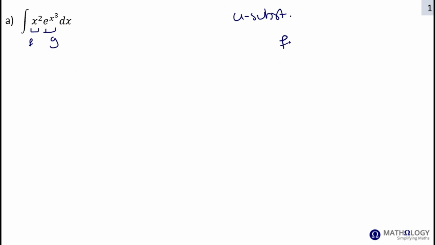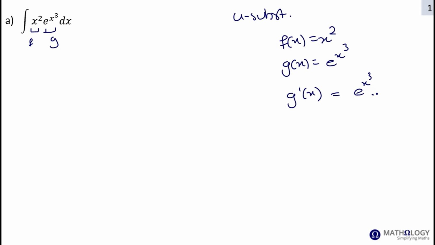So if we let f of x be x squared, g of x be e to the x cubed. If we take the derivative of g of x, so g prime x, the derivative will be the function itself, e to the x cubed, and using the chain rule, we multiply by the derivative of x cubed, which is 3x squared. So just writing this in a better way, 3x squared e to the x cubed.